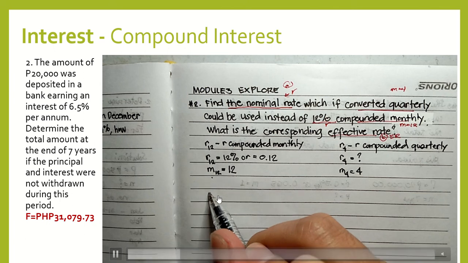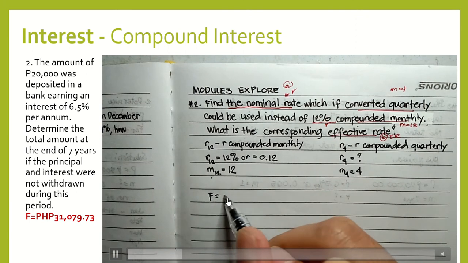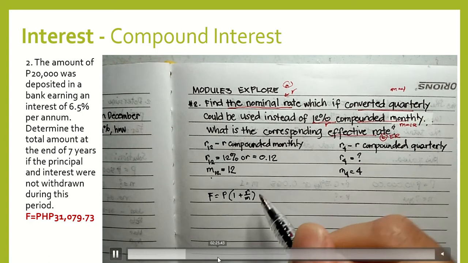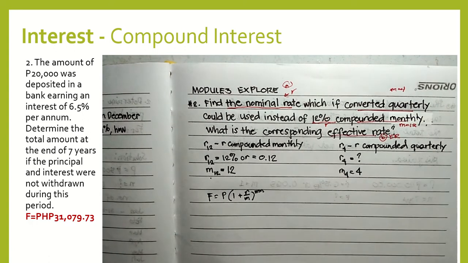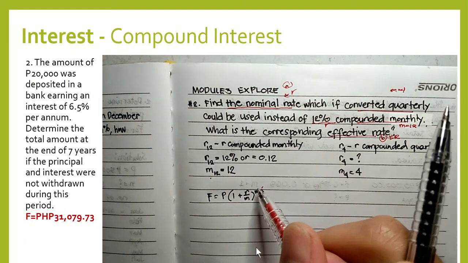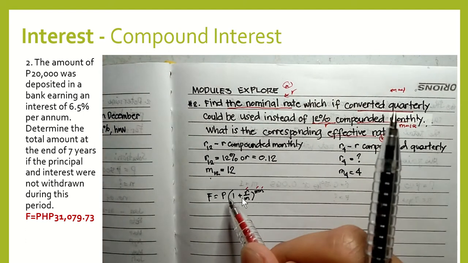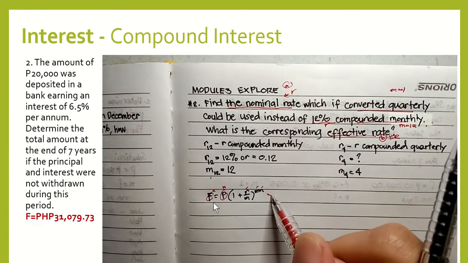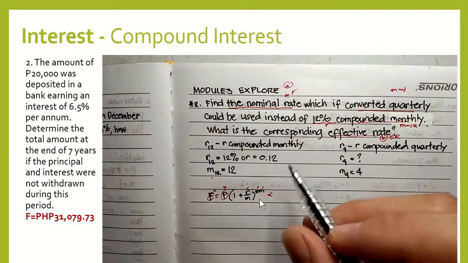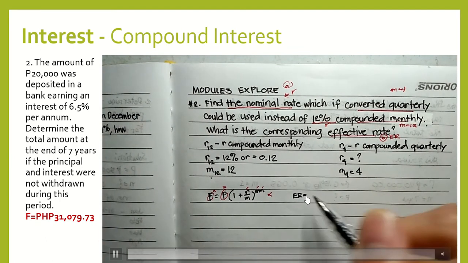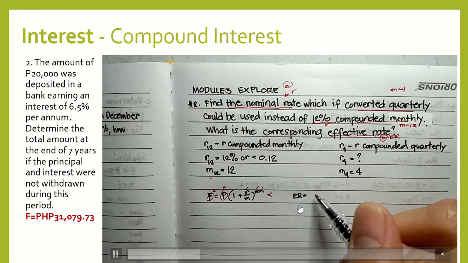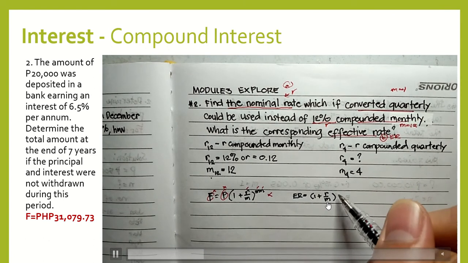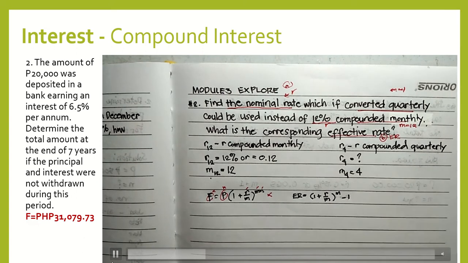Now if you recall our formula, F is equal to P times the quantity of 1 plus R over M, raised to power M and N. If you check these values based on the given, we have N, M, R. However, we don't have P. Also, we don't have F. So this would mean we cannot use this equation. We still have another equation, which is ER, the effective rate, the exact rate in 1 year. That is 1 plus R over M, quantity raised to power M, minus 1.